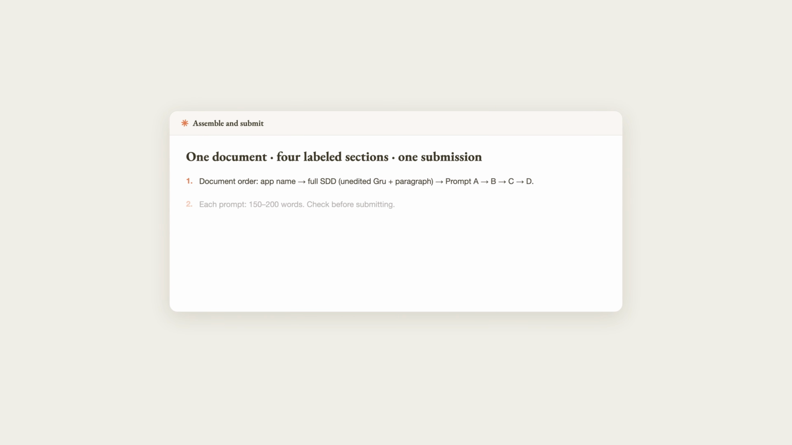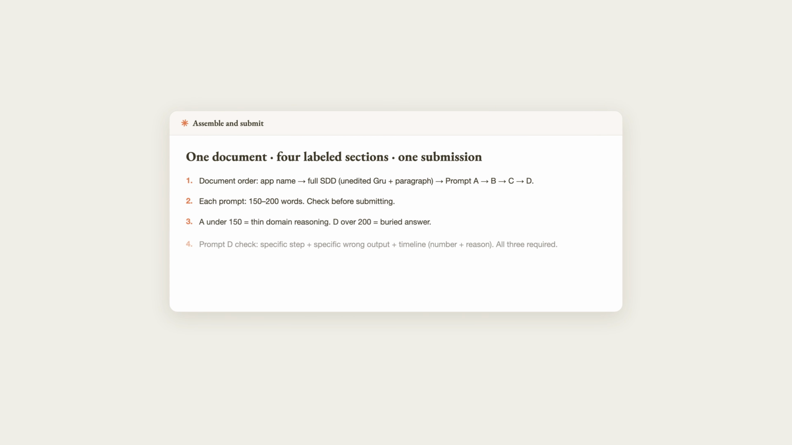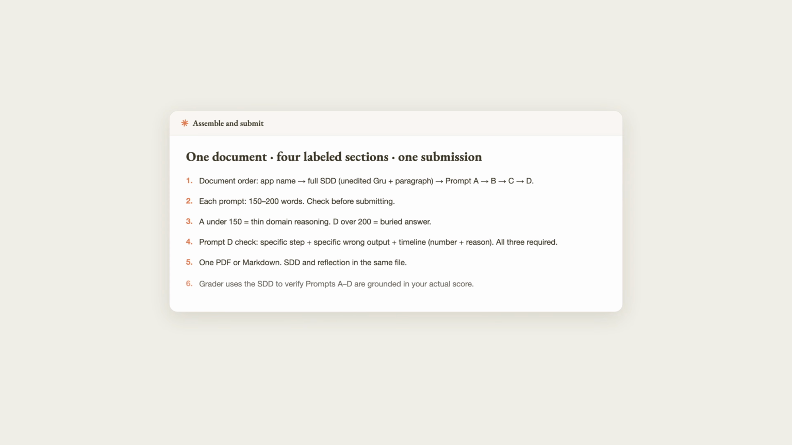Assemble one document: your app name at the top, the full SDD, which is GRU's unedited output plus your personal paragraph, followed by 4 labeled sections: prompt A, prompt B, prompt C, prompt D. Each prompt is 150 to 200 words. Check the word counts before you submit. A prompt under 150 words is usually thin on the domain reasoning. Prompt D over 200 words is usually a student burying the answer in context.